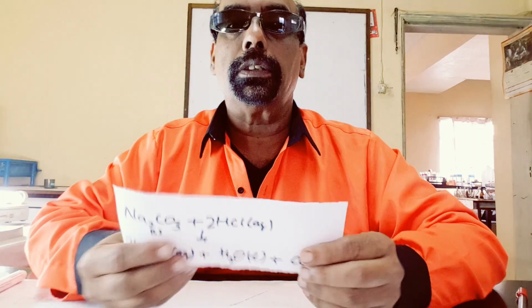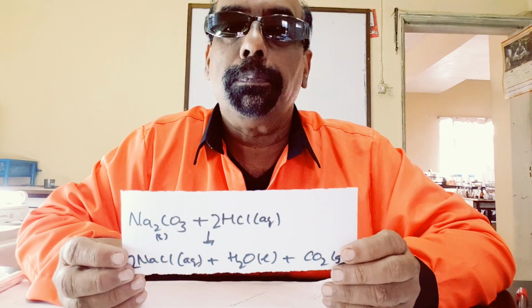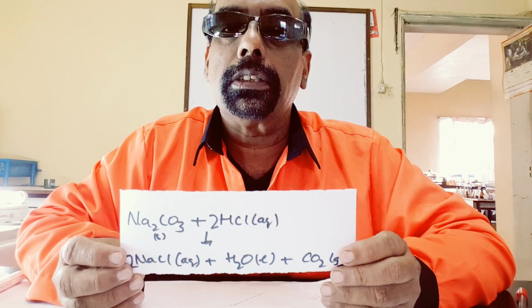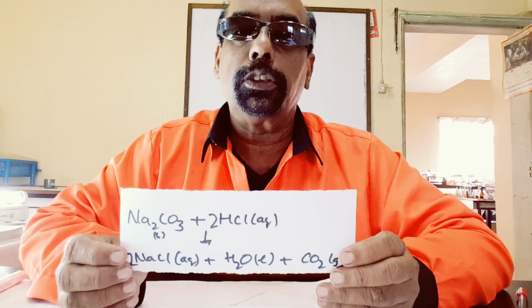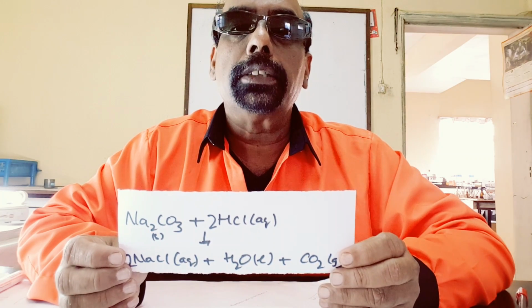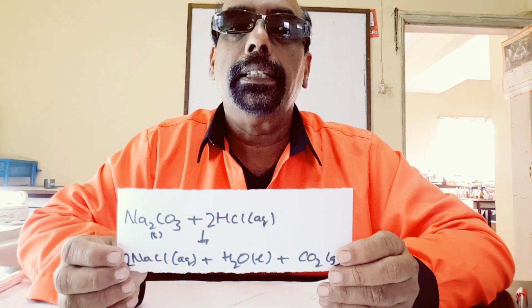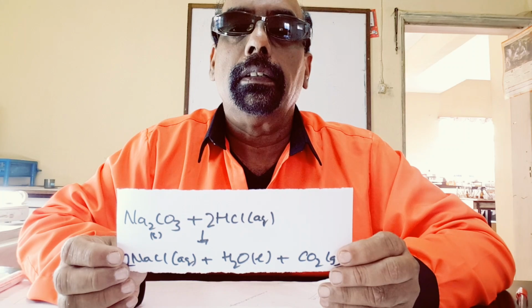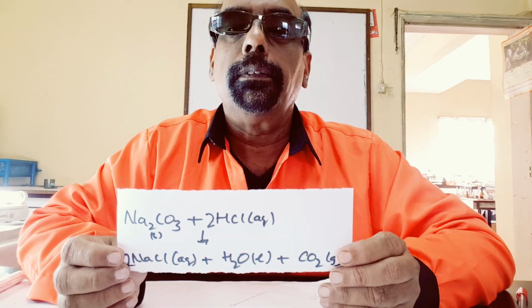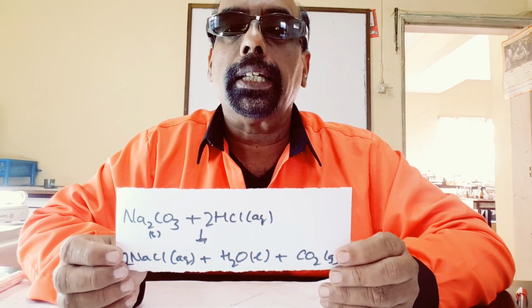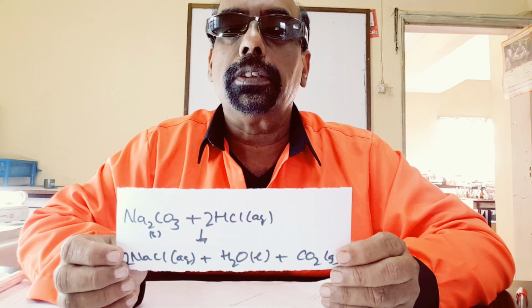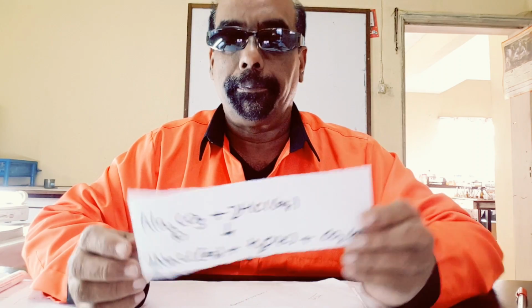This is the equation. Whenever you perform a test or a reaction, you should know how to write the equation. Sodium carbonate solid plus hydrochloric acid, HCl aqueous, produces carbon dioxide, a gas which turns lime water milky.